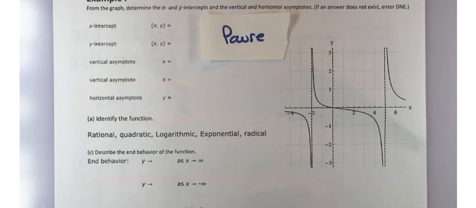If you're trying to find the x-intercepts, is it always going to be the numerator equals 0? Always. Okay, so you just set the numerator to 0. Which is exactly what we did.